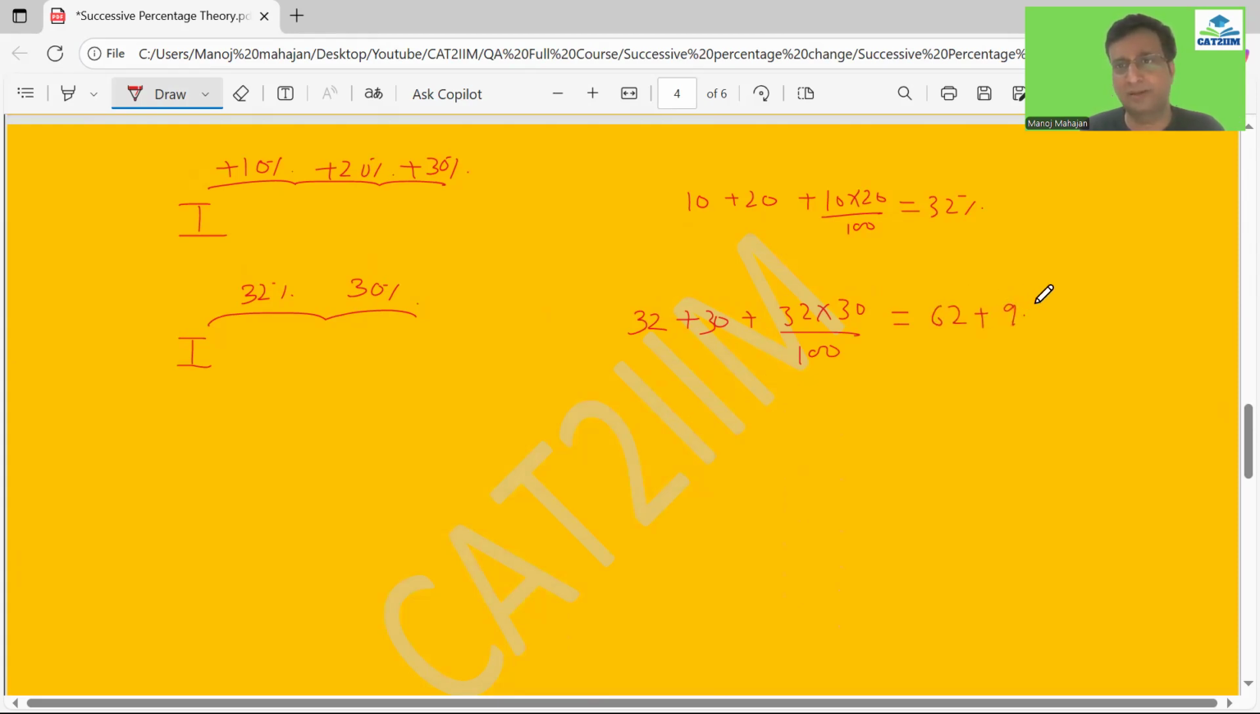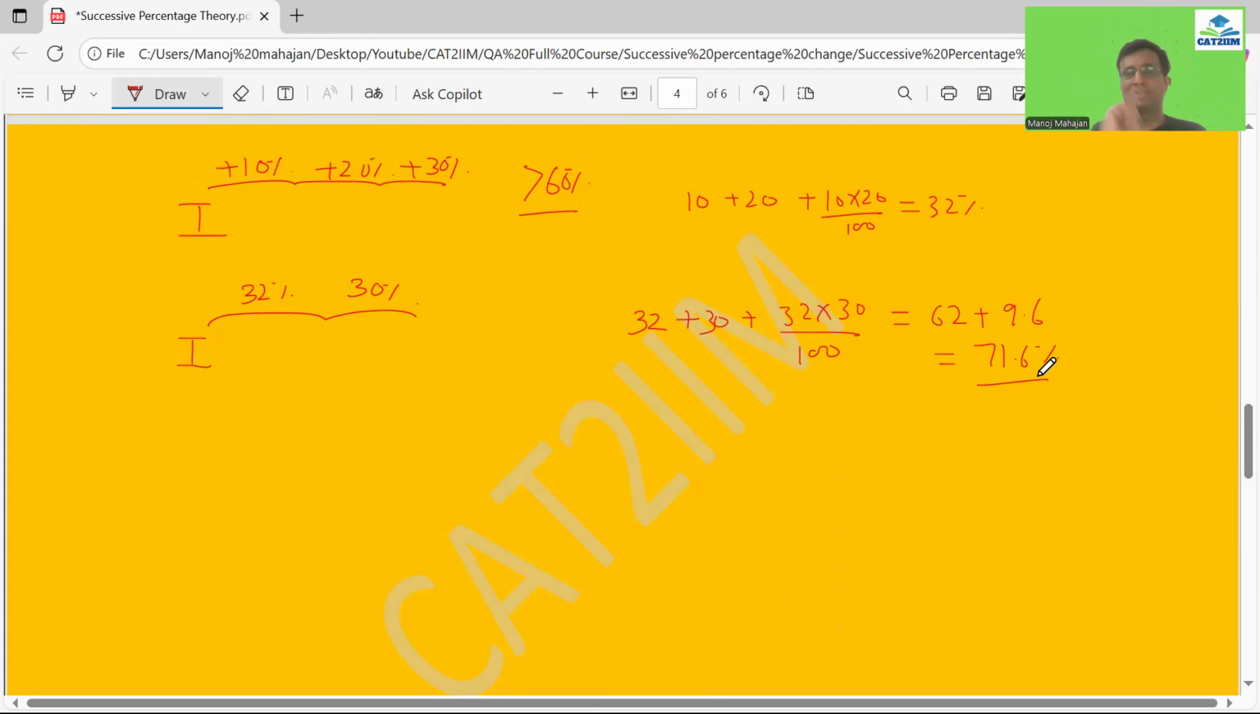If I look at 9.6, this gives me 71.6%. One thing is also very sure: you're doing successive changes of 10, 20, 30. If I simply add 10, 20, 30, this comes out to be 60%. So one thing is very sure that my net change would surely come out to be more than 60%. You can see it is coming out to be 71.6%.